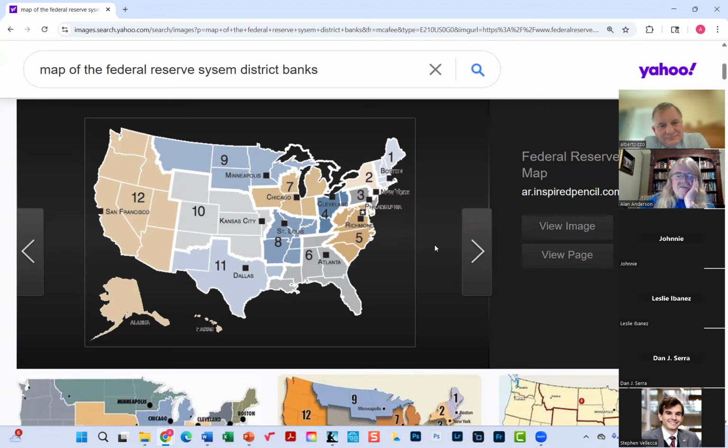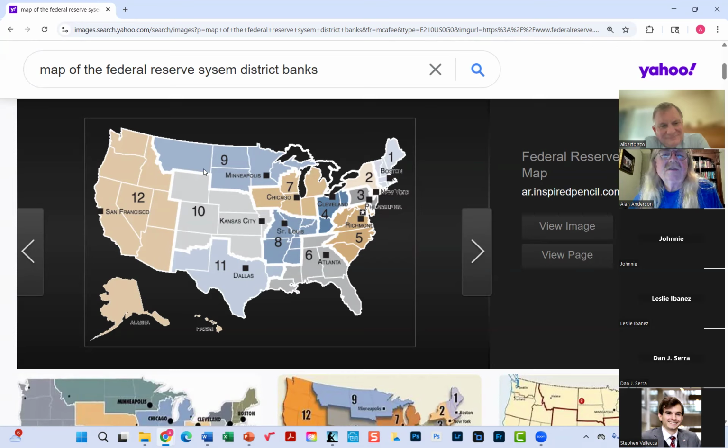Now, interestingly enough, there's a single state that actually has two Federal Reserve district banks, and it's not the state you might expect. It's not California, it's not New York, it's not Texas, it's Missouri. It has both Kansas City and St. Louis in it. How did that happen? Well, who knows? But this is how it's set up.